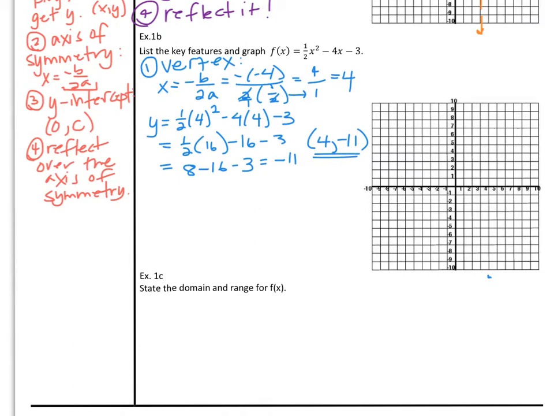A little bit off our graph, we'll try to make do. Step 2, our axis of symmetry. Now the rest of the steps are pretty straightforward. Again, that's the same as the x-coordinate of the vertex, x equals 4. Go ahead and draw that in.